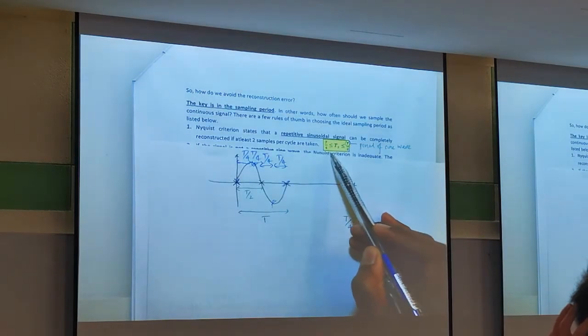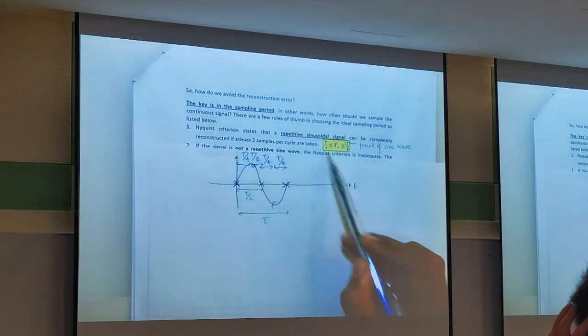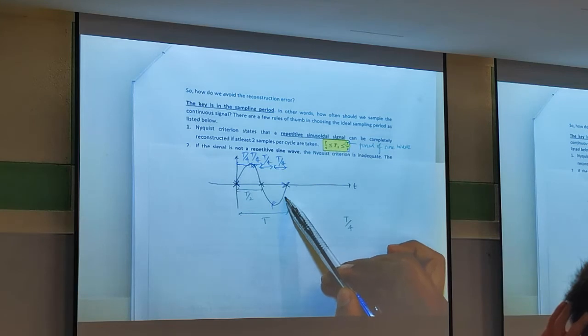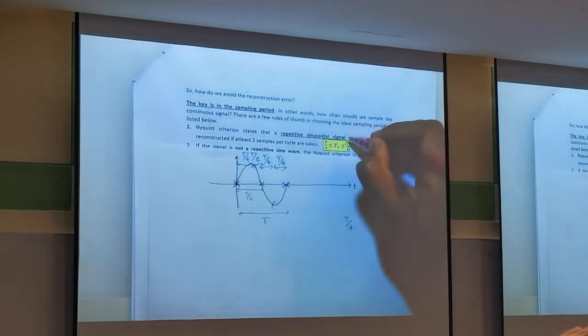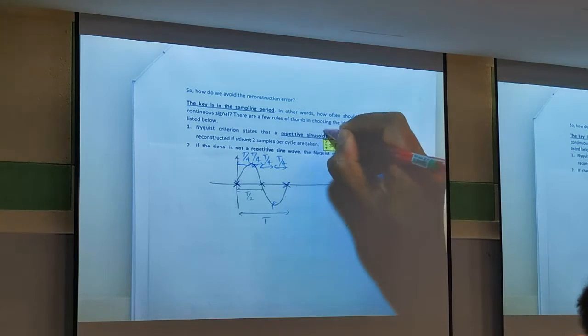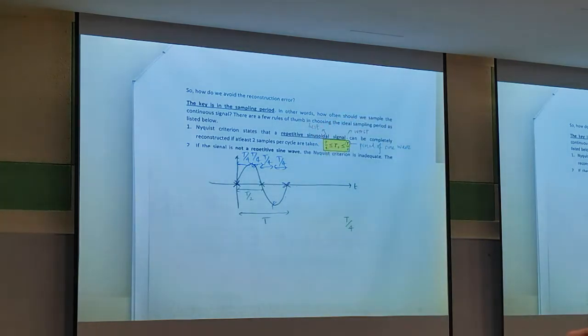Of course, there's T over 3 in between. You can use that as well. So this is giving you a range of sampling periods that you can take in order to be able to reconstruct the sine wave. The thing that you need to bear in mind is that the value here is always the worst, the value here is the best. Because we always want the sampling period to be as small as possible, but not too small such that it is useless.